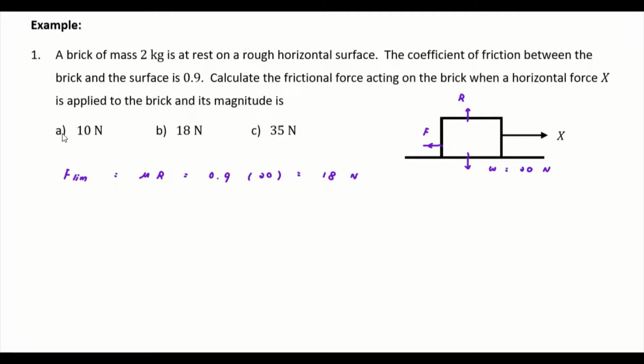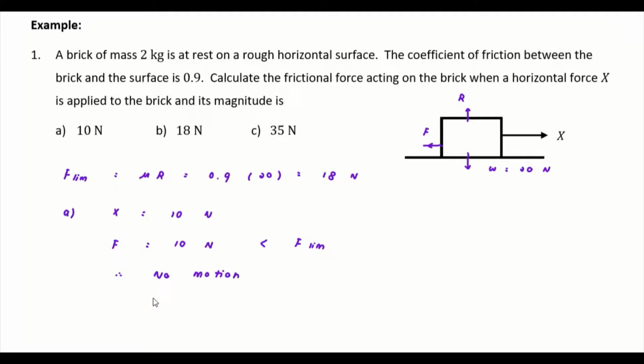Okay, so looking at A, the horizontal force X is equal to 10. When X is equal to 10, the friction will be equal and opposite to that, so my friction force is actually 10 as well. This number is less than my limiting friction F, so we know that the object wouldn't move. So for this part, there is no motion.